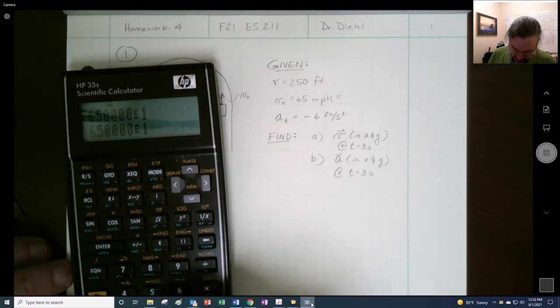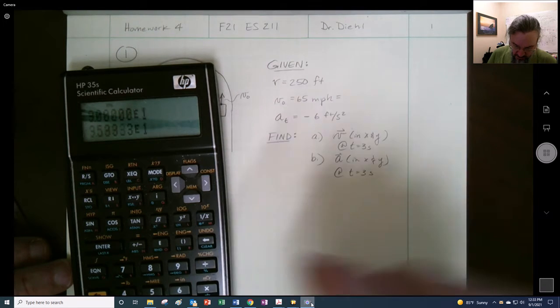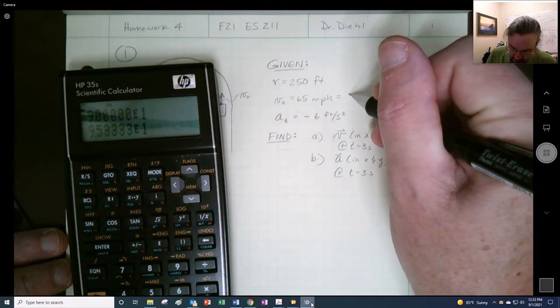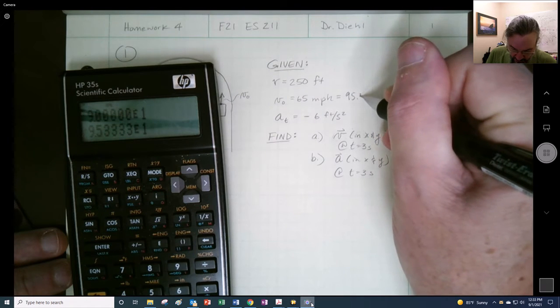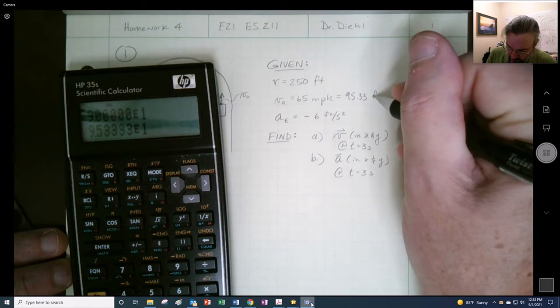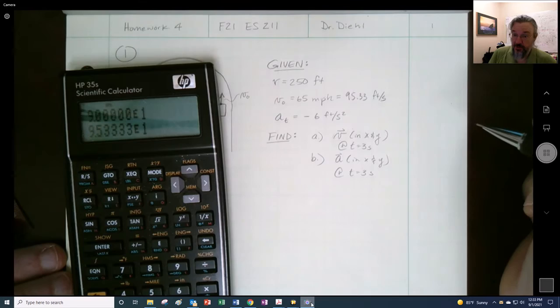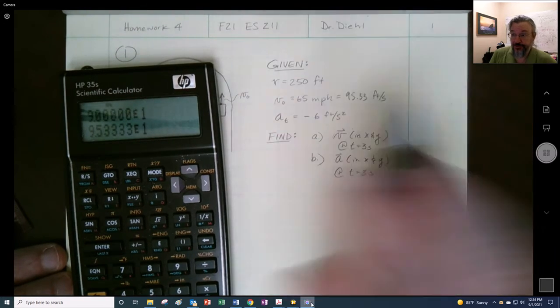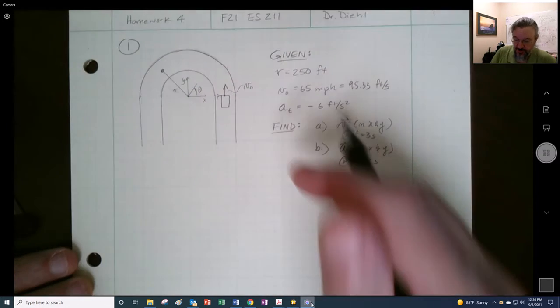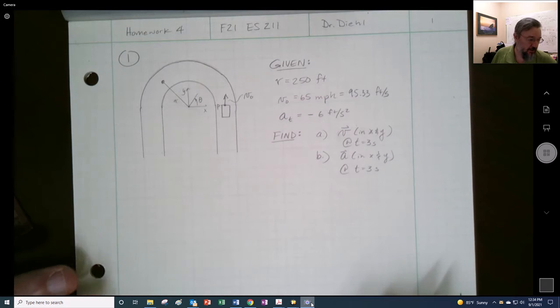65 miles per hour, times 5,280 feet per mile, divided by 3,600 seconds per hour, is going to equal 95.33 feet per second. We need to do that because everything's in feet per second, feet per second squared. All right, so get that out of the way.